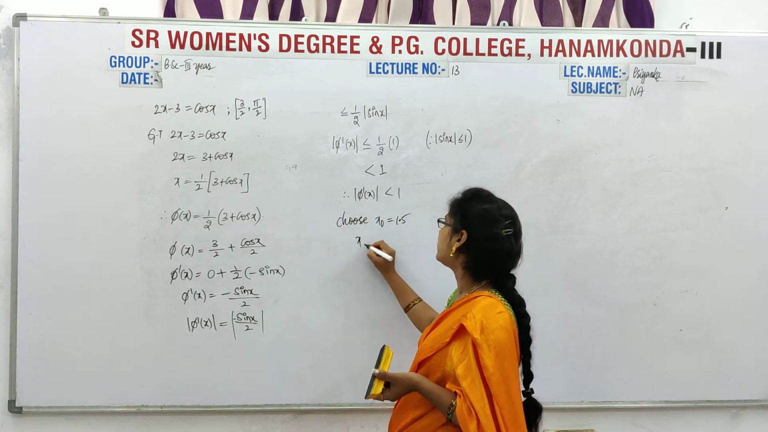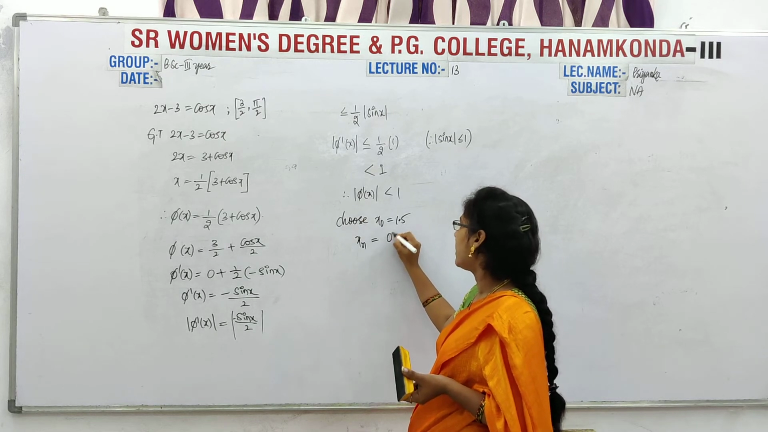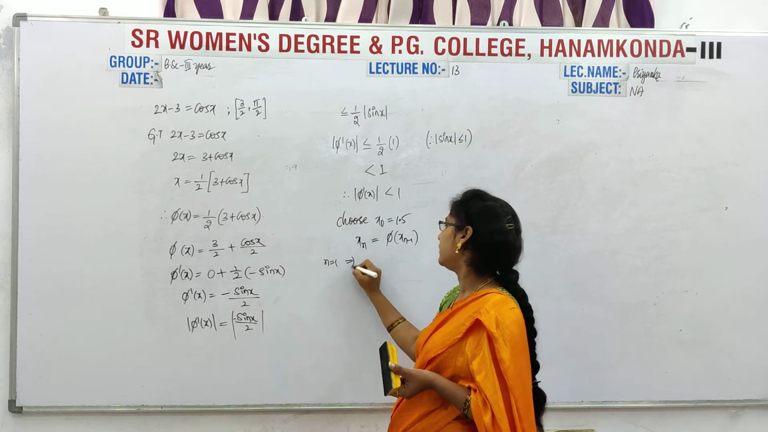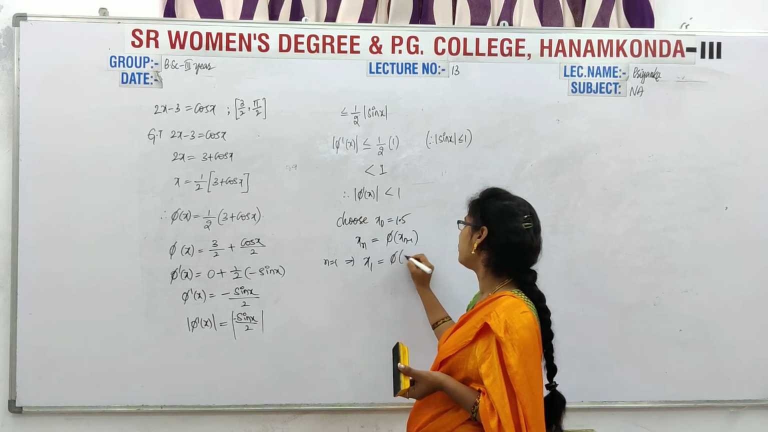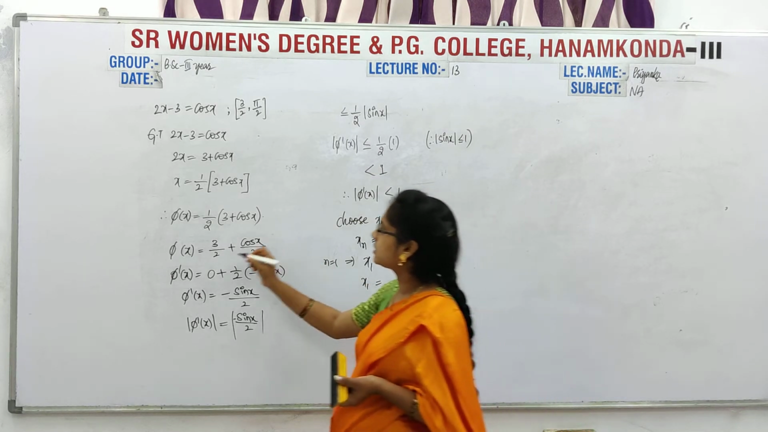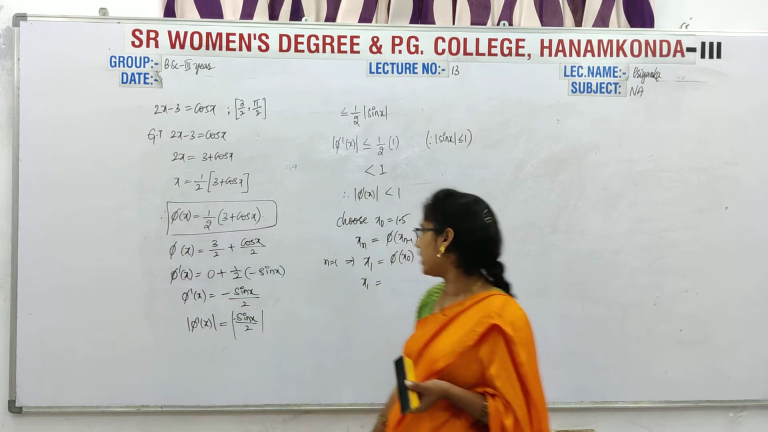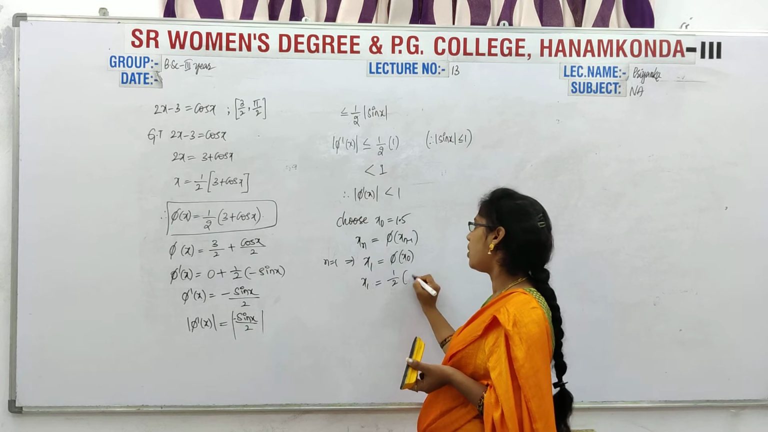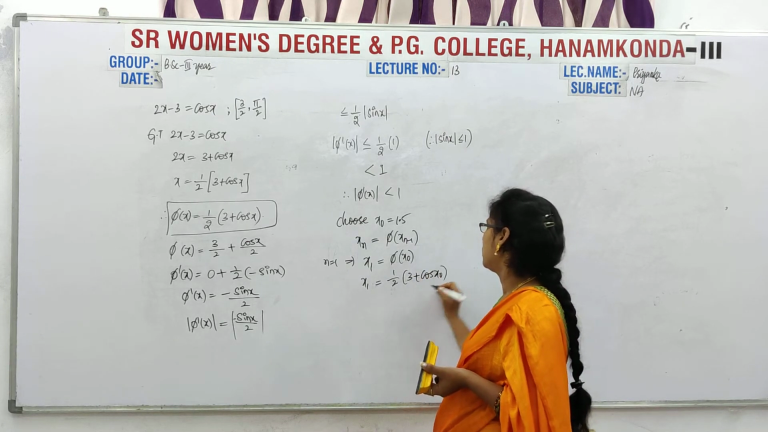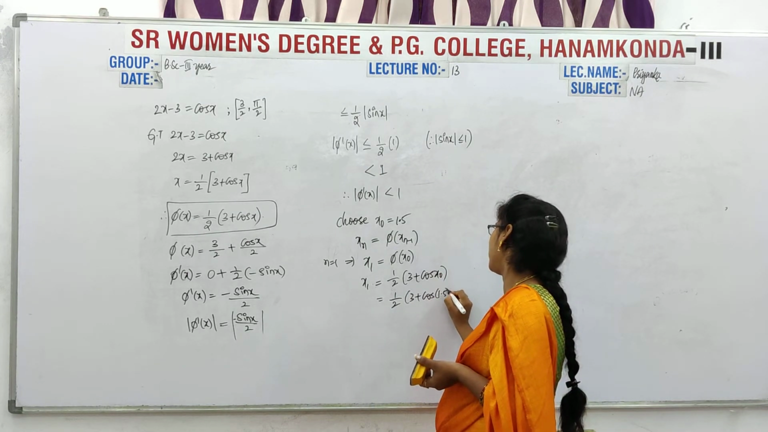Okay. Now xn, I am writing the formula: xn equals φ(xn minus 1). For n equal to 1, x1 equals φ(x naught). Then x1 equal to, what is x naught? This is nothing but φ(x), which is 1 by 2 of 3 plus cos x naught. That means 1 by 2 of 3 plus cos 1.5.